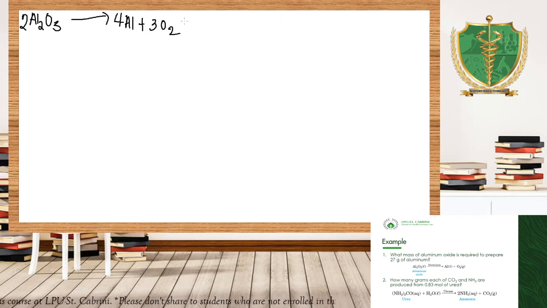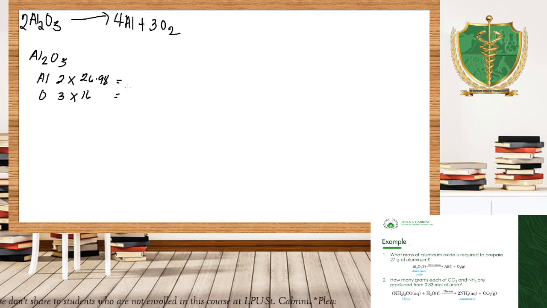Now the question is, what mass of aluminum oxide is required to prepare 27 grams of aluminum? So how are we going to solve for that? We have to compute first the molar mass of aluminum oxide. Aluminum, 2 times 26.98. Oxygen is 3 times 16. 26.98 times 2 is 53.96, and 16 times 3 is 48. So that will be 101.96 grams.